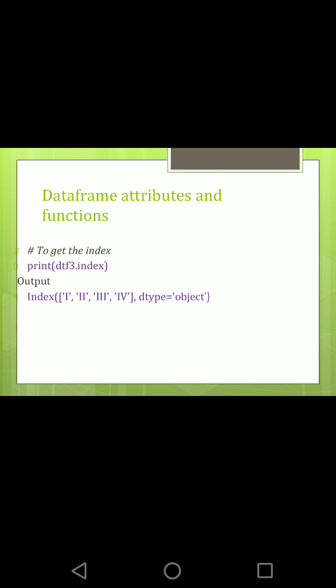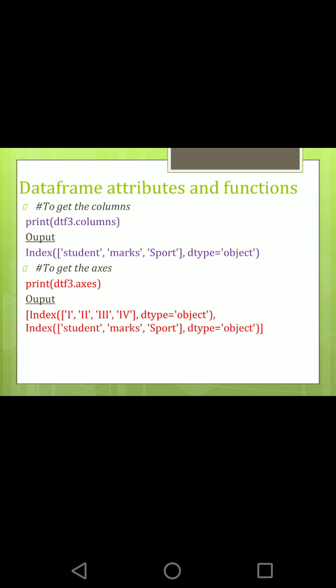To get the index, we learned what is an index in data frames. To get the index alone, you have to use print DTF3.index, name of the data frame dot index. So you can see the output shows the index as 1, 2, 3 and 4, which was the index in our data frame. To get the columns, you have to use data frame name dot columns, and you can see the columns in our data frame were student, marks and sports. It is shown.